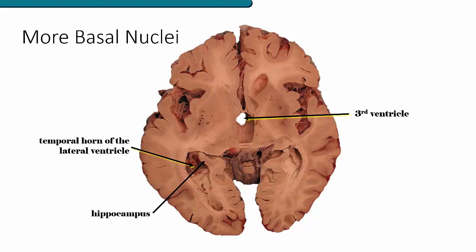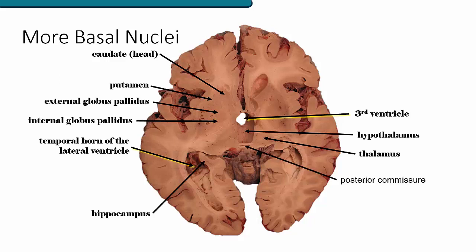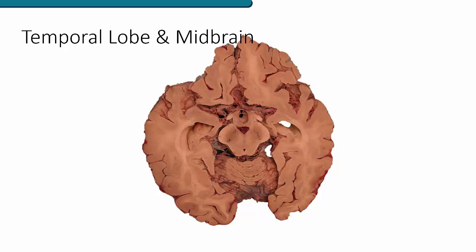We can see that third ventricle, quite large here, the head of the caudate as well as the putamen, but now we can see more basal nuclei structures, specifically the external and internal components of the globus pallidus. We can see the thalamus and the hypothalamus. Again, they're both making up the lateral walls of that third ventricle. And the posterior commissure, which connects the two hemispheres, but as I said before, is going to be the most posterior aspect of that third ventricle, with the anterior commissure making up the most anterior aspect. I don't have a CT image specifically of that view, so we're going to continue on.